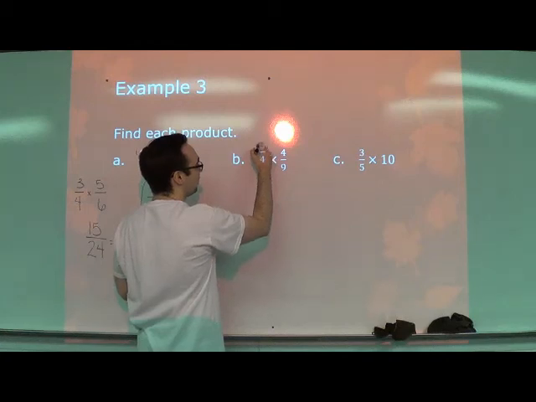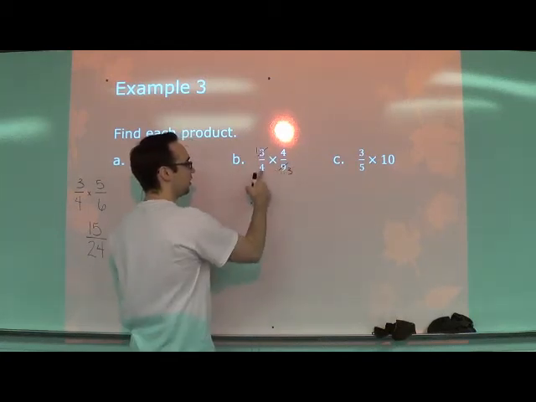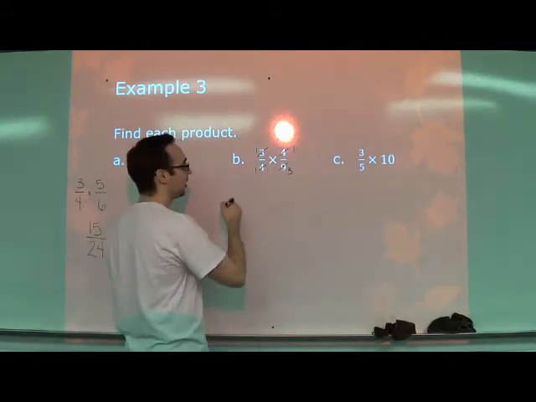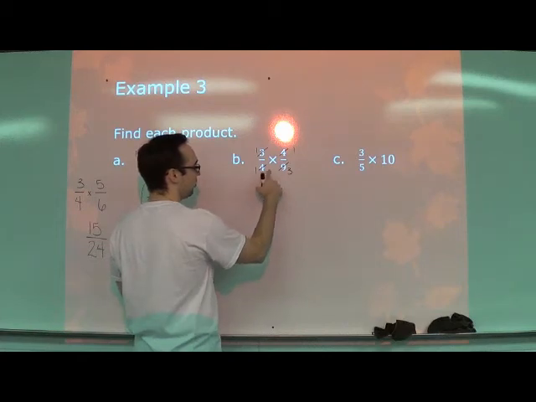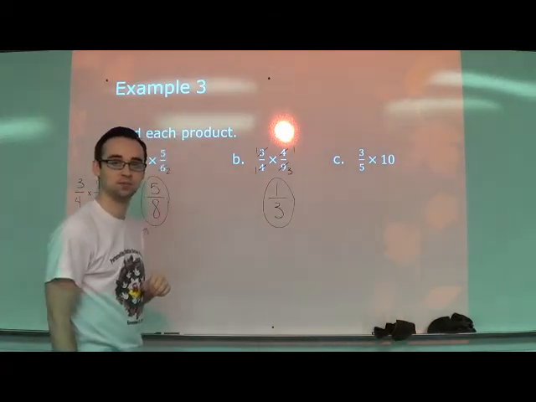So divide 3 by 3 and we get 1. Divide 9 by 3 and we get 3. Divide 4 by 4 and we get 1. 4 by 4 and we get 1. Now I have 1 times 1 is 1, and 1 times 3 is 3. And our answer is 1/3.